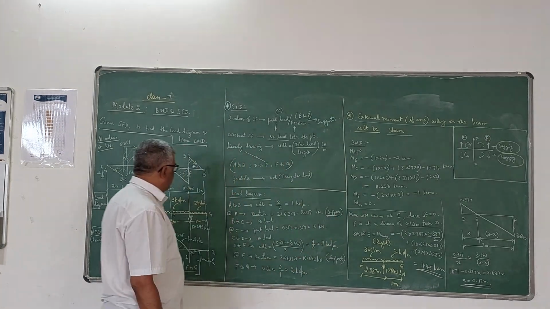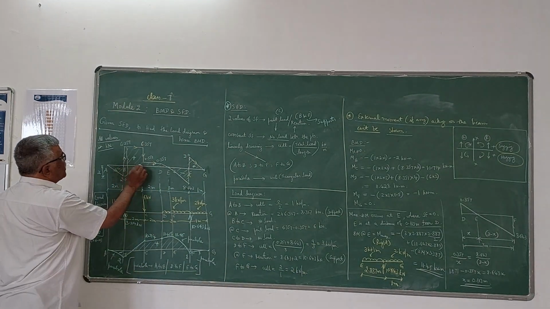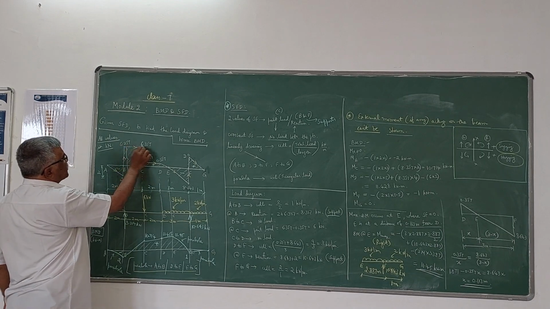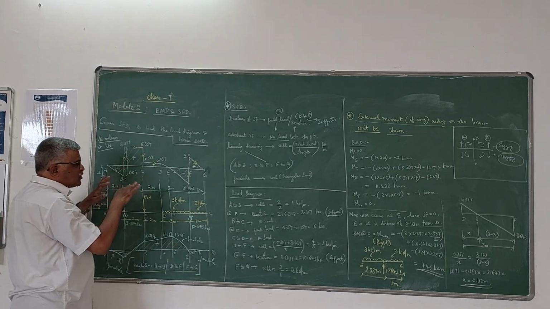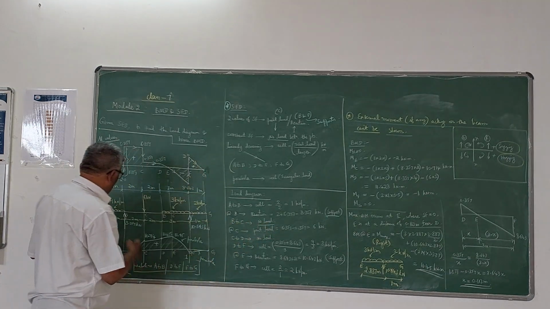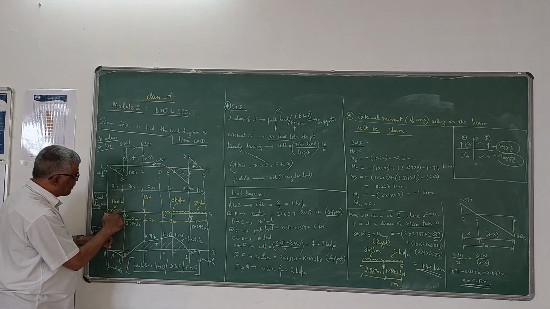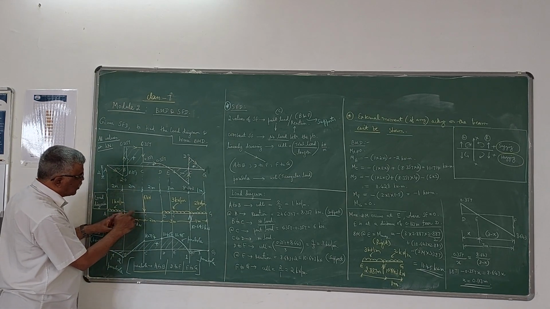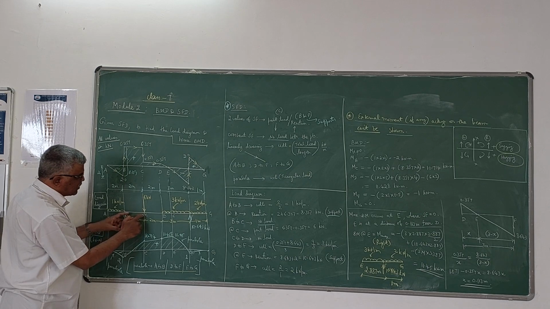B is a support. Then from B to C, the shear force is constant. It is 6.357 only. That means there is no load between B and C. So you have to show a reaction here: UDL from A to B, reaction, then no load from B to C because the shear force remains constant.